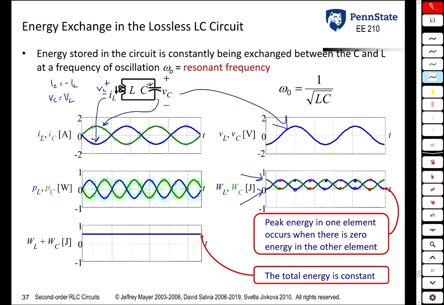Another thing to note is when the energy in the inductor is maximum, these are the red points, that is when the current through the inductor has the biggest amplitude, whether it's positive or negative. Likewise, when the energy in the capacitor is maximum, that happens when the voltage is maximum. So maximum voltage corresponds to maximum capacitor energy, and maximum current corresponds to maximum inductor energy.